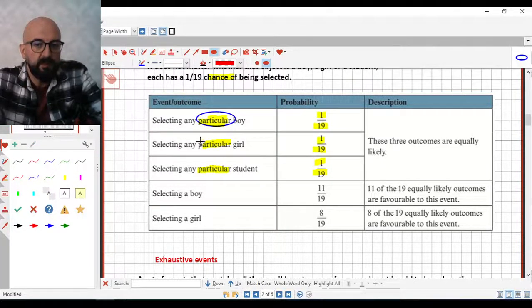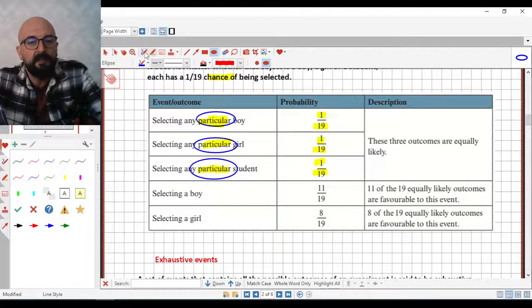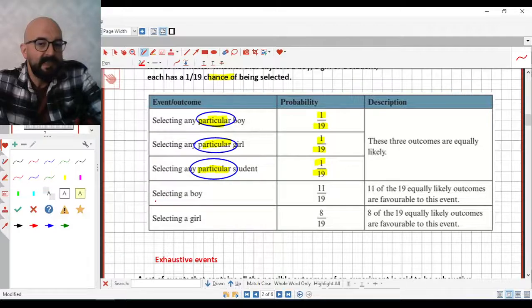The particle word is very important in probability questions. But if they tell us selecting a boy, any boy, we have 11 boys. So the probability of selecting a boy is 11 over 19. And selecting a girl, any girl, we have 8 girls. So the probability of selecting a girl is 8 over 19.